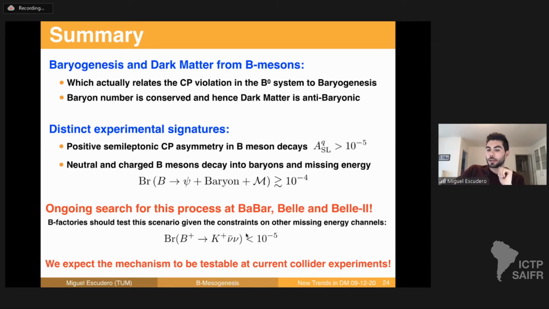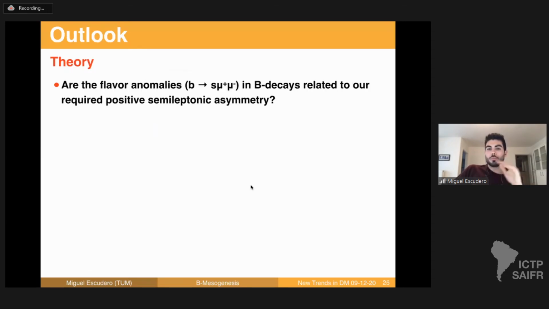So just a few words for outlook. I think something interesting to consider would be, are the flavor anomalies in b to s transitions related to our positive semi-electronic asymmetry? Typically, leptoquarks and Z-prime models induce mass mixing in the B-s system. And this could easily lead to a different semi-electronic asymmetry. So maybe there is a connection. I think that would be interesting to explore.